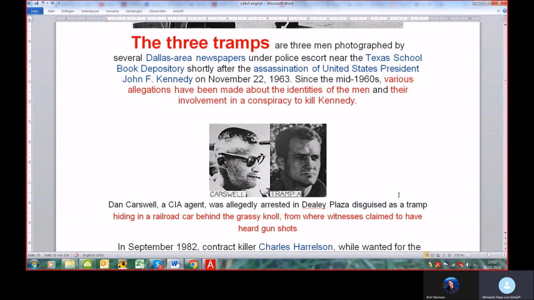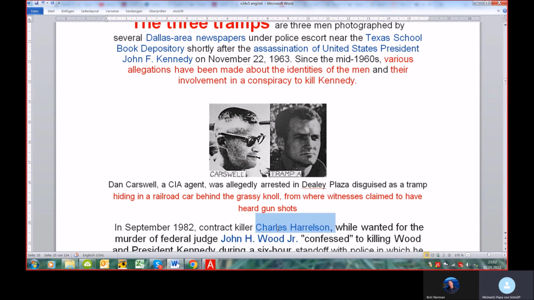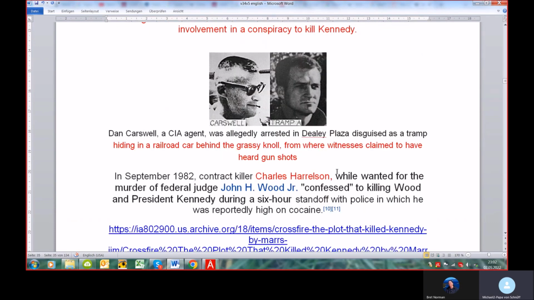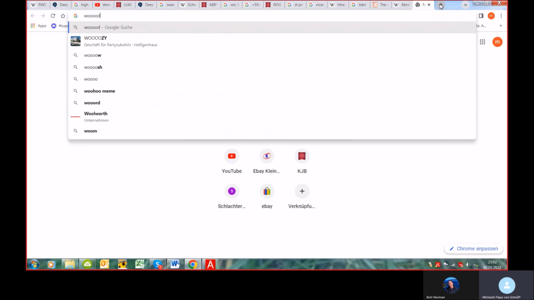People are now thinking, oh, it could be Mr. Carswell, a CIA agent, or it could also be a contract killer, Charles Harrison, happening to be the father of Woody Harrison, an actor, somebody who was paid to make false statements. An actor, the son. And also very interesting, because that Woody Harrison was playing LBJ. I don't know if you remember that, Harrison.